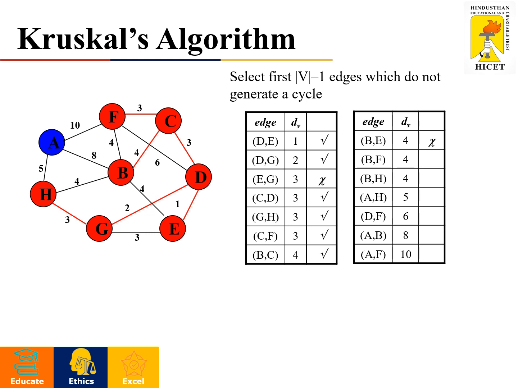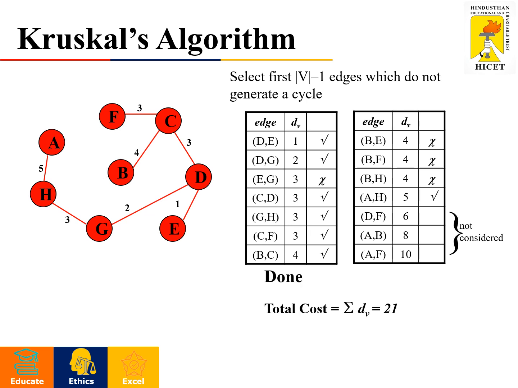Next we are searching the next edge B to E. Then we do not choose this edge because it forms a cyclic. Next B to F, we do not choose this edge also because it creates a cycle. Next one is B to H, it also is a cycle. Next one is we have to connect A to H, there is no cyclic form. We have to choose this A to H.